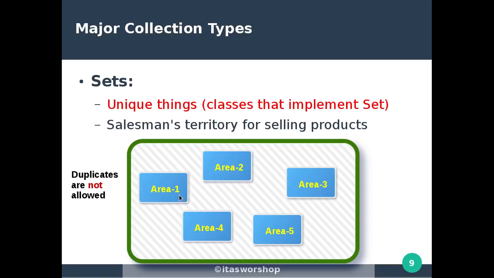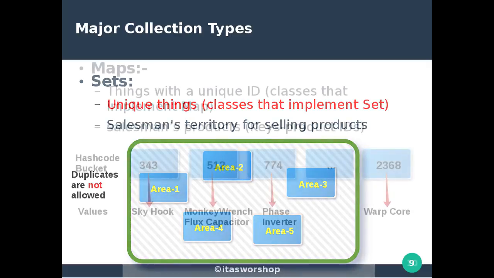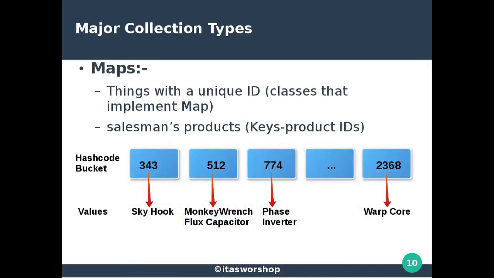So whenever you need a data structure where you don't want duplicates, you can consider sets. The other thing is map. Maps are things with a unique ID, like a general key value pair. Like in the salesman example, we have some key and an associated product with that key. There is one key, 443, and one product, skyhook, which is associated with this key.